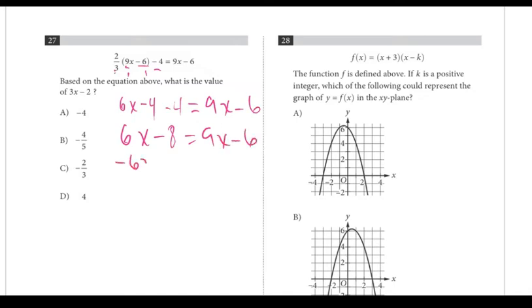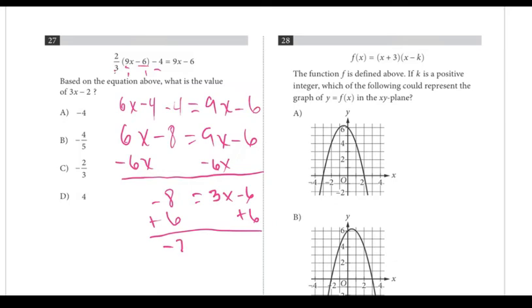Subtract 6x from both sides of the equation. That'll give me a positive value for x on the right side here. And then simply add 6 to both sides of the equation. We get -2 equals 3x. Divide by 3, divide by 3. X equals -2/3. But we are looking for the value of 3x minus 2.